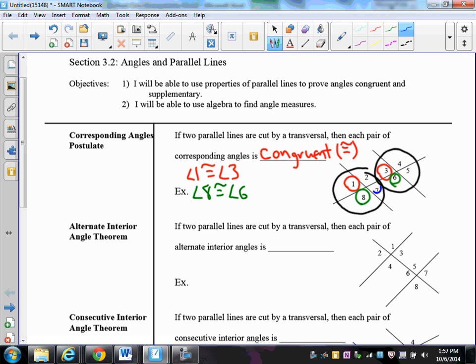I have 7 and 5, all in the same position. Angle 7 is congruent to angle 5. And lastly, I have 2 and 4. So angle 2 is congruent to angle 4. This only works if the lines are parallel.